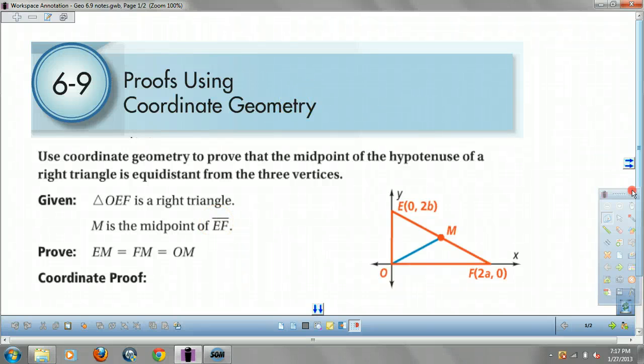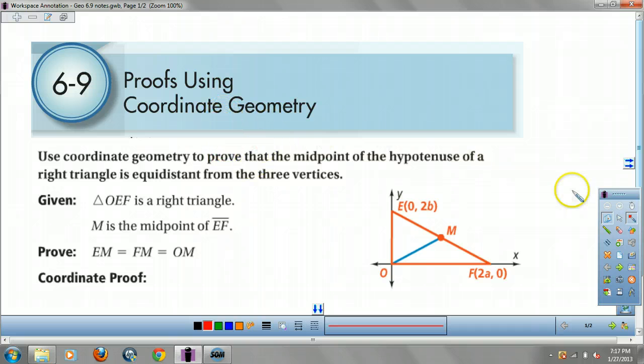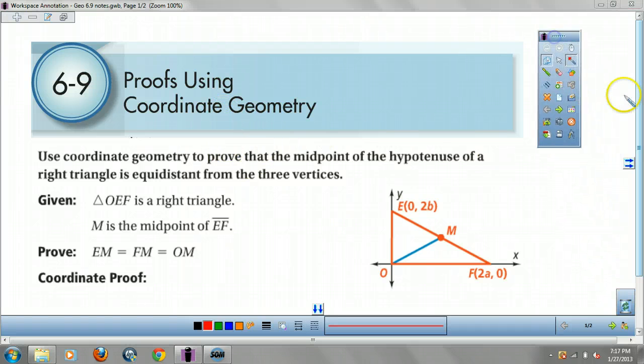Today we are looking at 6.9, proofs using coordinate geometry. Same thing we've been doing, but we're going to do more of it. Why? Because it's good for us. It's good for the logic parts of our brains, our parietal lobes, to keep them growing. So we're going to do proofs now.